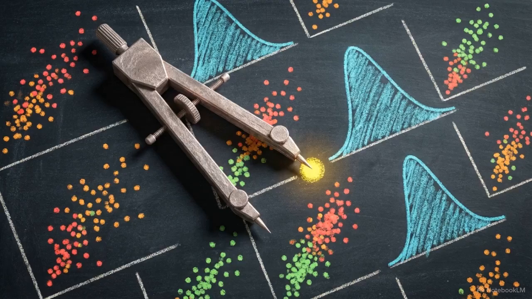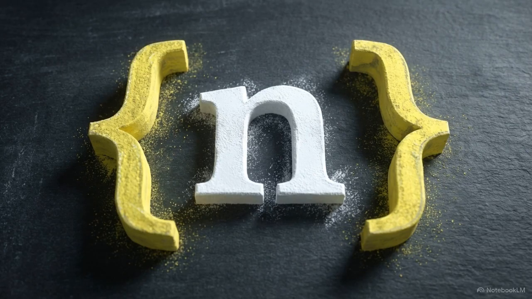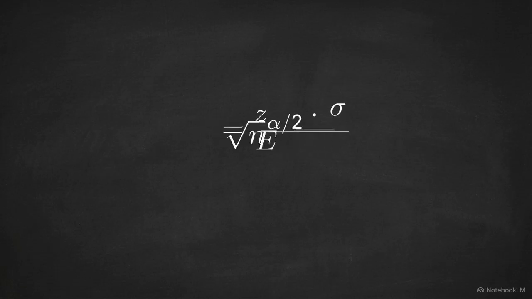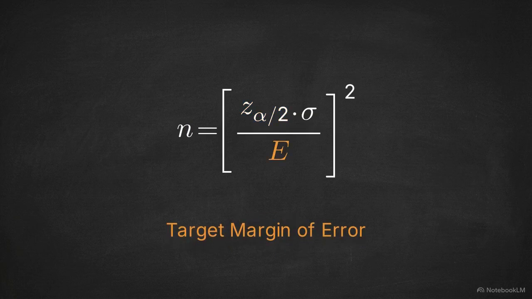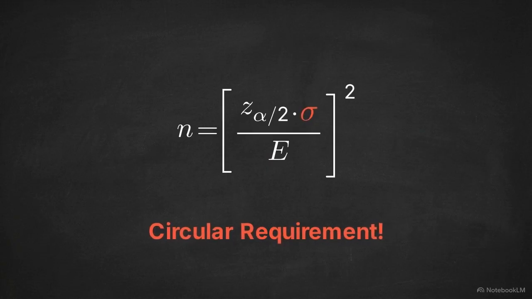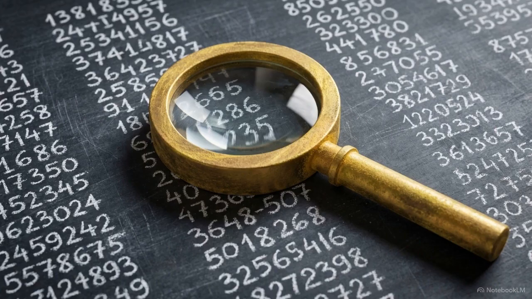While we can analyze existing data, we can also use these mechanics to architect an experiment from scratch. In experimental design, our objective is calculating the exact minimum sample size, n, required to achieve a predetermined margin of error. We algebraically rearrange our formula, isolating n on the left side. This calculation uses a z-score, the target margin of error, and the population standard deviation. This formula contains a circular requirement. It demands the population standard deviation, sigma, before any sample data is collected.